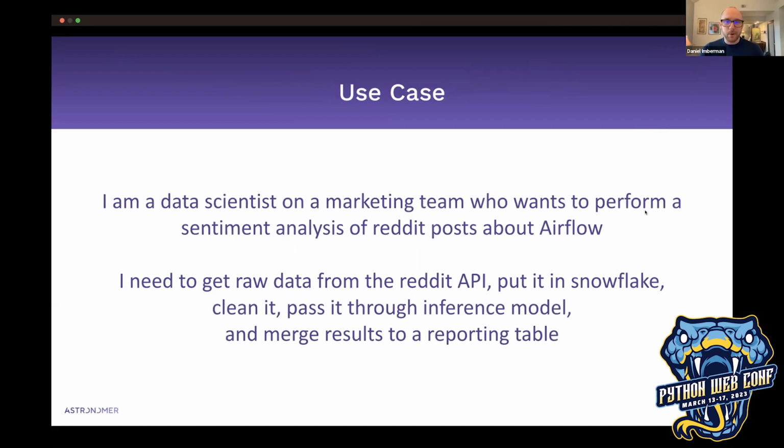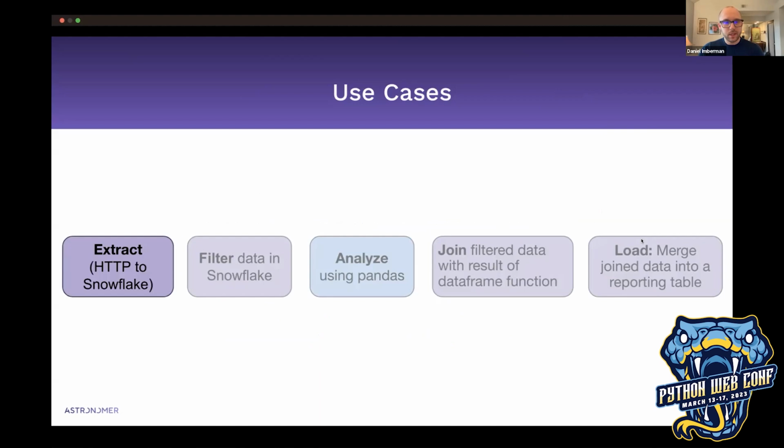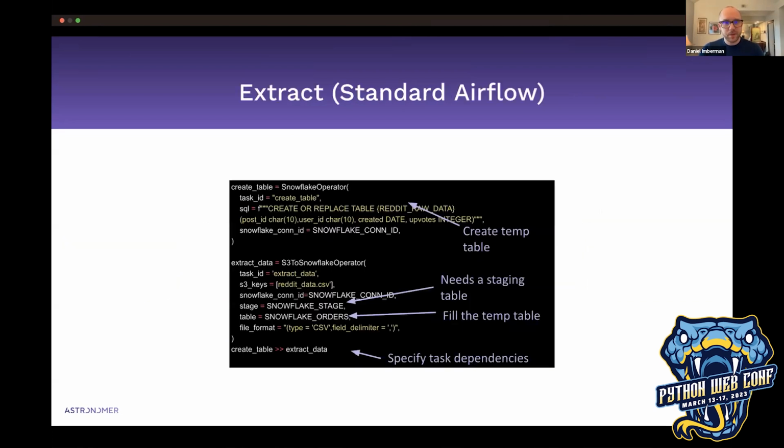I am a data scientist on a marketing team who wants to perform sentiment analysis of Reddit posts about Airflow. I need to get raw data from the Reddit API, put it into Snowflake, cleanse it, pass it through an inference model, and then merge the results back into a reporting table. So let's start with what's probably the most important, but also the nastiest part of the pipeline, which is extracting. How do you get data from the Reddit API into Snowflake? Well, traditionally, forgetting even getting the data into something like S3 beforehand, let's just talk about getting data from S3 to Snowflake.